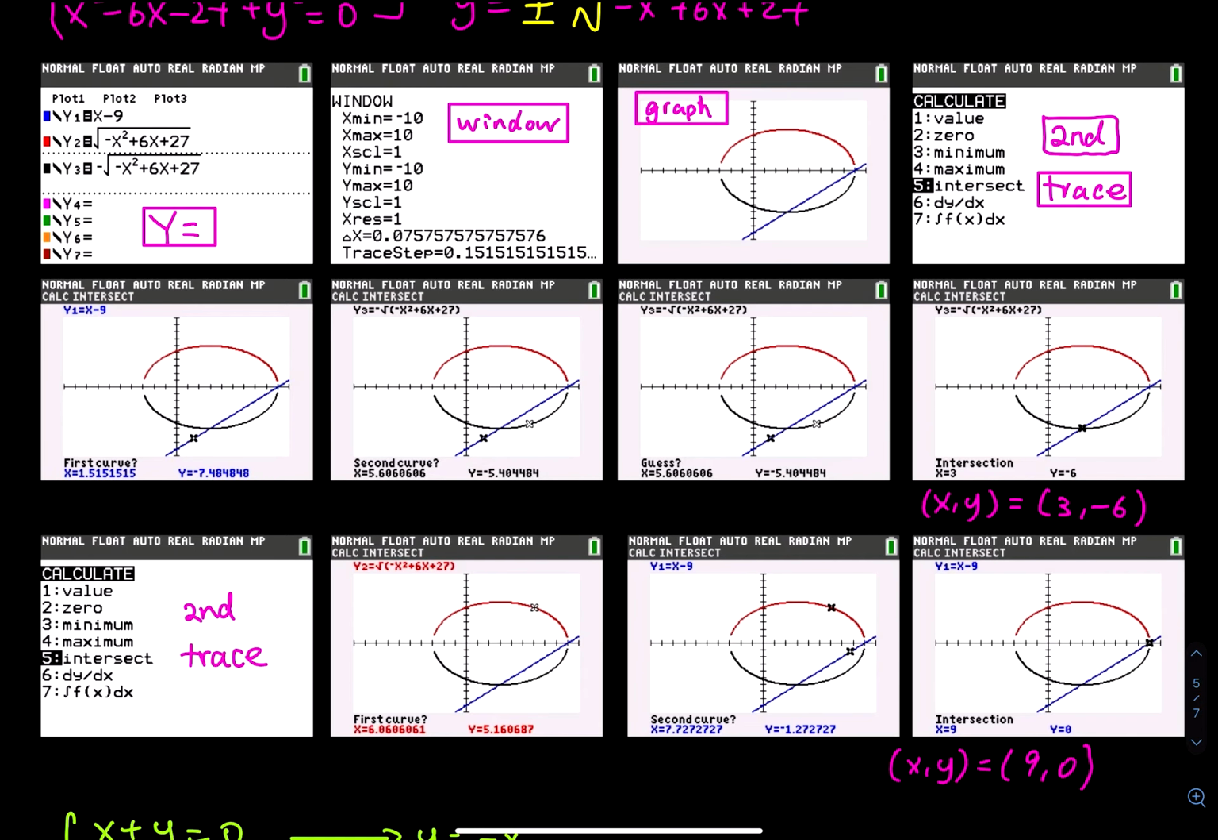So I will just put one on the curve, and then one on the straight line, and then ask the calculator, hey, find the nearest intersection for me. And then I got mine. X equals 9, y equals 0.